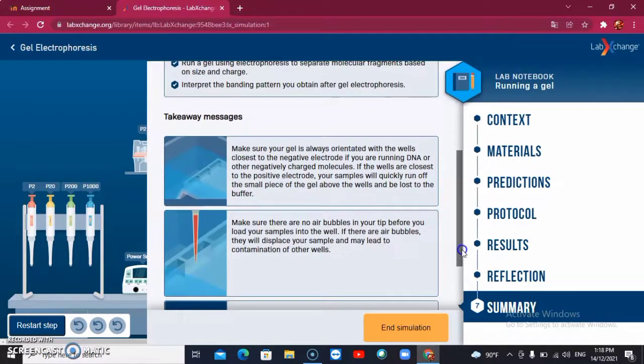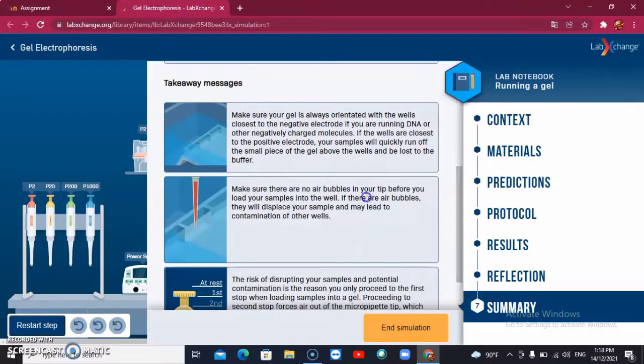After that, these are the takeaway messages. Make sure your gel is always orientated with the wells closest to the negative electrode if you are running DNA or other negatively charged molecules. If the wells are closest to the positive electrode, your samples will quickly run off the small piece of the gel above the well and be lost to the buffer.